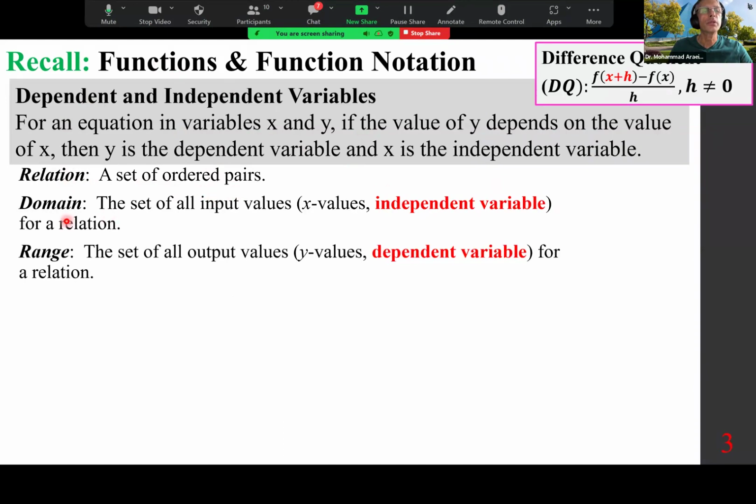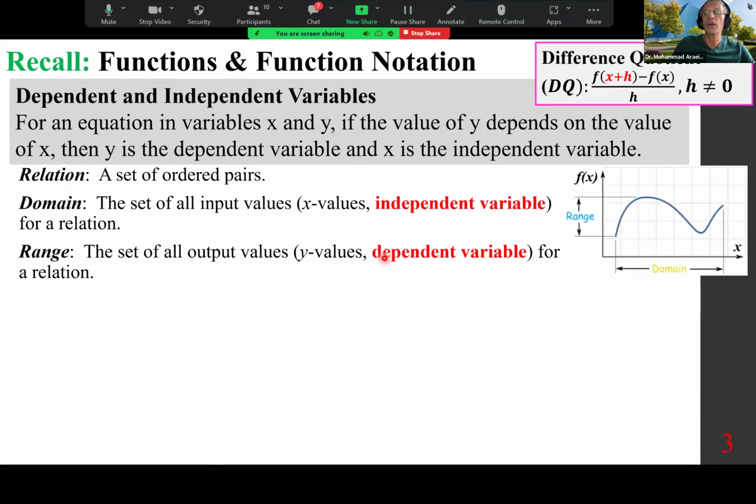Relation, a set of ordered pairs. Domain, the set of all input or x values or independent variables. Range, the set of all output values, y values, dependent variable for a relation. And as far as a graph is concerned, if you could lay it down along the x-axis, the portion it covers is the domain. Along the y-axis, the portion it covers is the range.